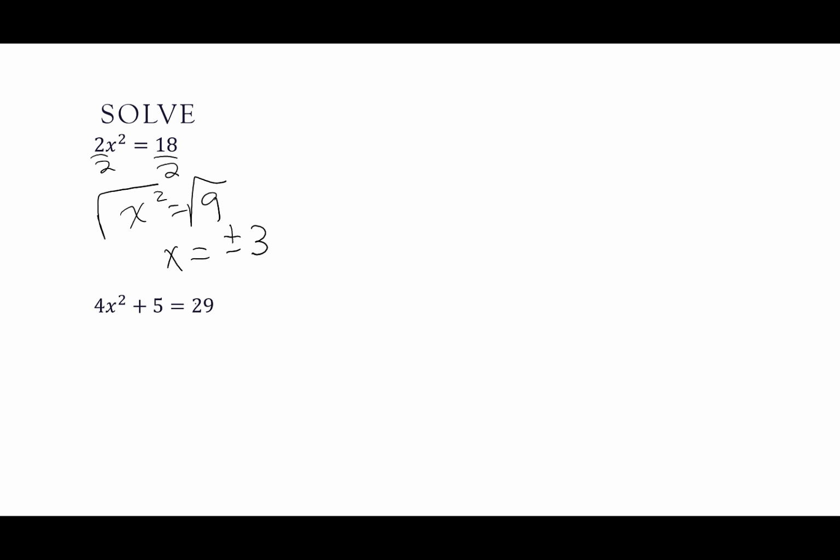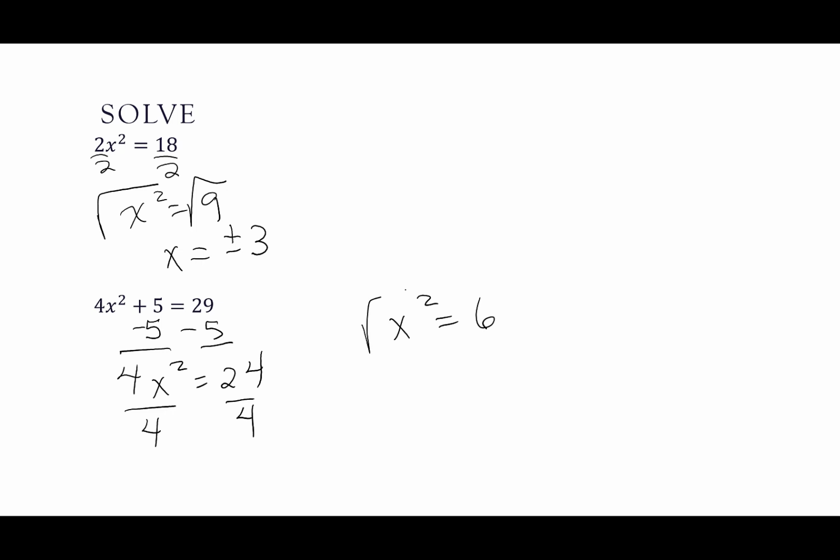So 4x squared plus 5 is 29. I'm going to start by moving the 5. Again, trying to isolate x squared. So I have 4x squared equals 24. Let's divide by 4. So x squared is equal to 6. Take the square root, x is equal to plus or minus the square root of 6. Leave it like that. Remember earlier I talked about exact answers. This is an exact answer. This is what I want you to write.